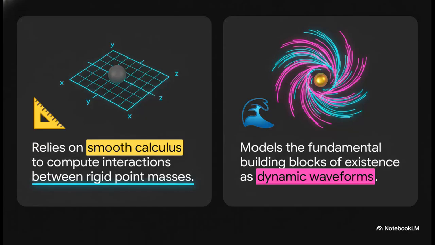Okay, let's dive into this. Standard differentiable physics engines, the ones we build, rely on smooth calculus to compute interactions between rigid point masses. They use explicit x, y, and z coordinates and static mass inputs. It's a very cold, mechanical way of describing a solid world. But the topogamic engine? It proposes a massive paradigm shift. It doesn't even treat reality as solid objects. Instead, it models the fundamental building blocks of existence as dynamic, aperiodic wave traps. In this engine, mass isn't just some input you plug into a formula. No, it's an emergent state, born entirely from interacting waveforms.